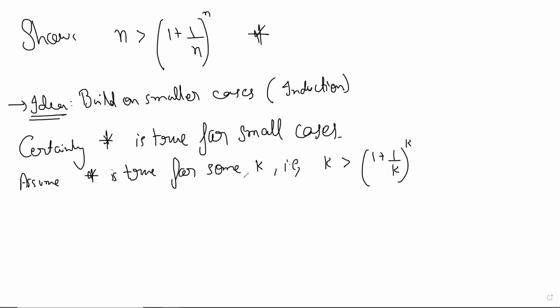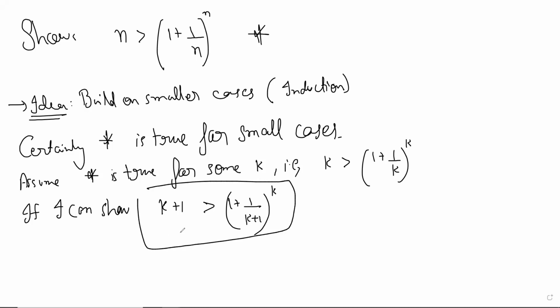I am assuming it is true for some k. It is not such an absurd assumption because we already know it for small cases. So we already know for small cases is important. Now, if I can show k plus 1 is bigger than 1 by k plus 1 to the power k, then what will that mean? Under this assumption, if I can show that the last thing is also true, meaning it should be k plus 1 here, then what would that mean if I can do it? Then intuitively, it would mean that I have proof for every number.